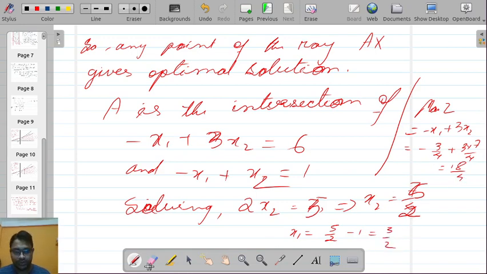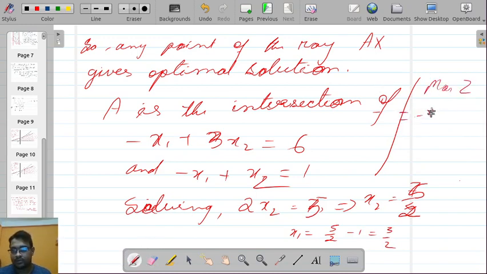So your maximum value of z equals minus x1 plus 3x2. So what is that? Minus of 3 by 2 plus 3 into 5 by 2, so 15 by 2. So it's 12 by 2, that is 6. So the optimal value of z is 6.